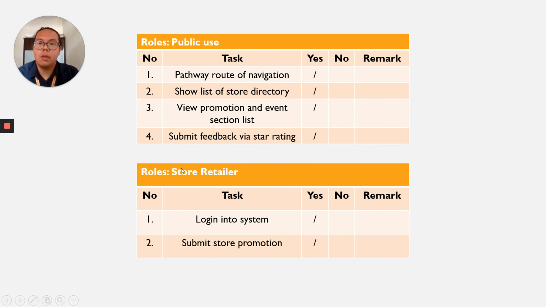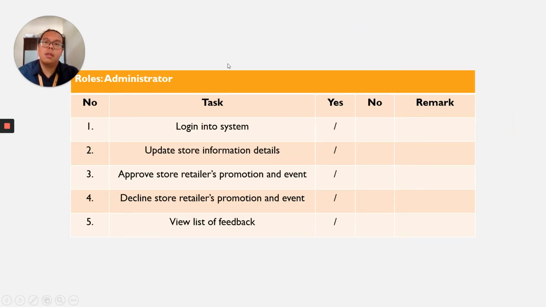So the role of the store retailer is to log in to the system and submit store promotion. And the last one is the administrator task: log in to the system, update store information details, approve store retailer promotion and event, decline store retailer promotion and event, and view the list of user feedback. And all of the activities are working well.